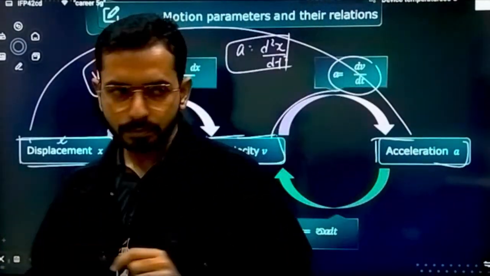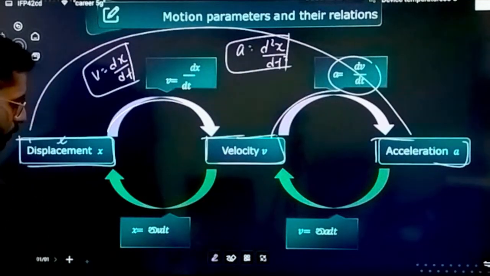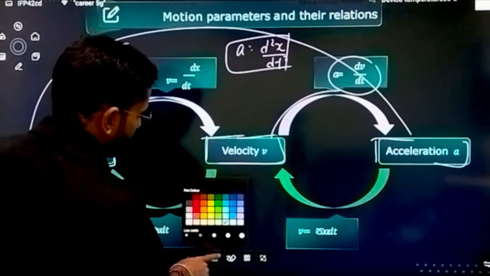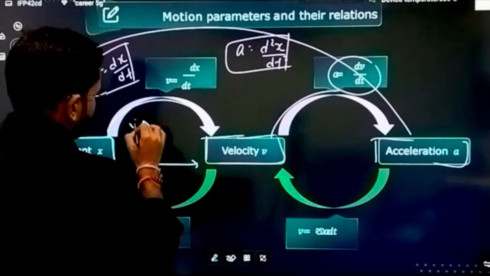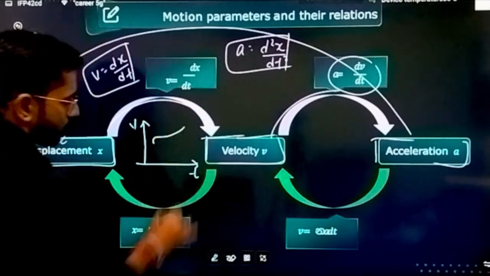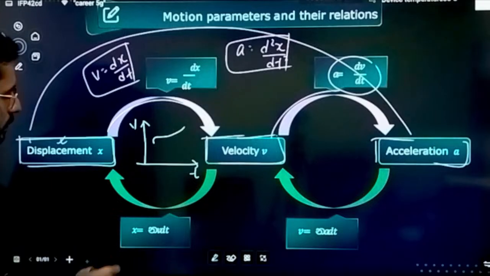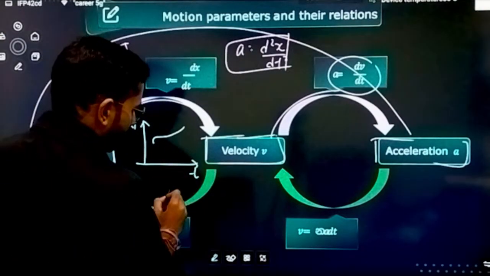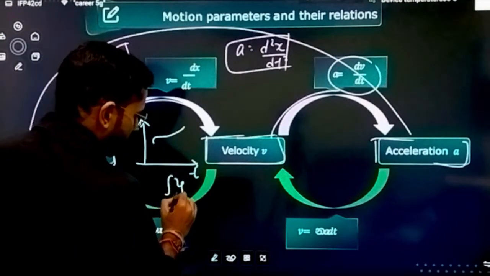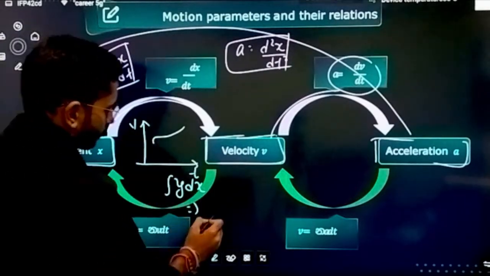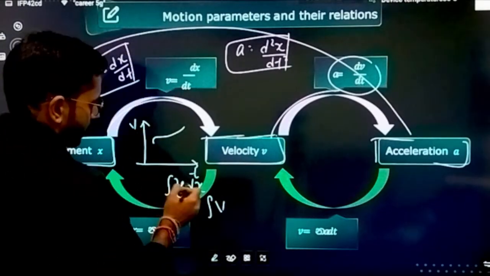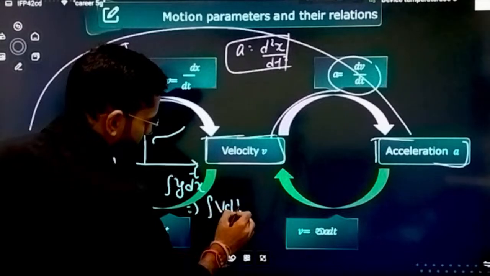Now see here. Let's suppose you are standing at velocity, and some vt curve is given to you. Any random curve is given. And you want to come to displacement. How will you come? Just calculate the area under the curve. Area under the curve, in general, as I've told you, is the integration of y dx. But tell me what is the y-axis here? Y-axis is velocity, and at the x-axis it is time, that is dt.